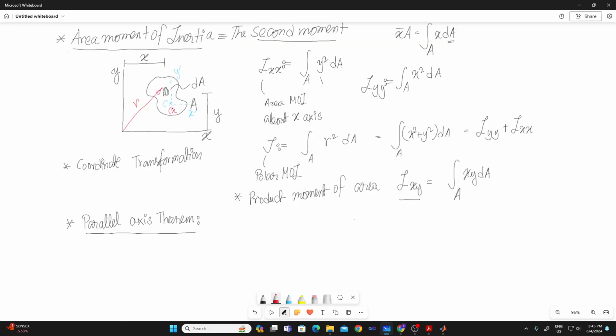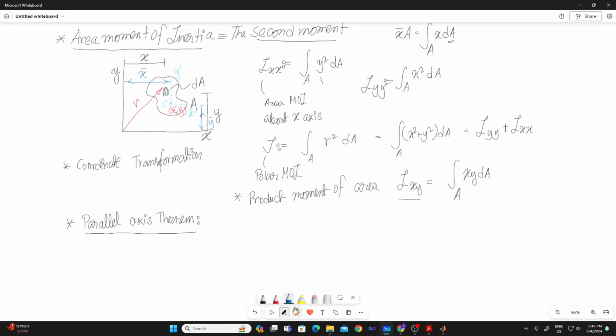Okay, so the way we represent the centroid is using x bar and y bar. So you can imagine this, what are these x bar and y bar? These are basically these distances. So this distance is y bar from the x axis, and this distance is x bar from the y axis. These are the coordinates of the centroid.